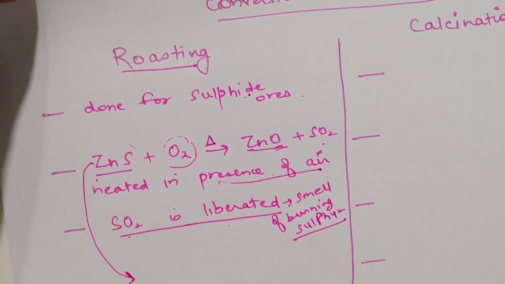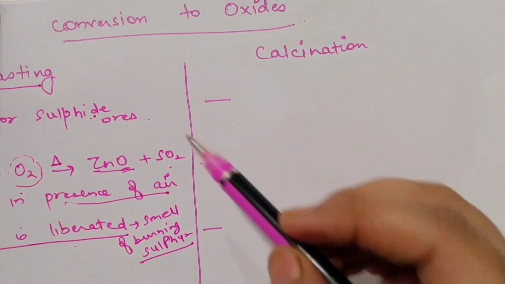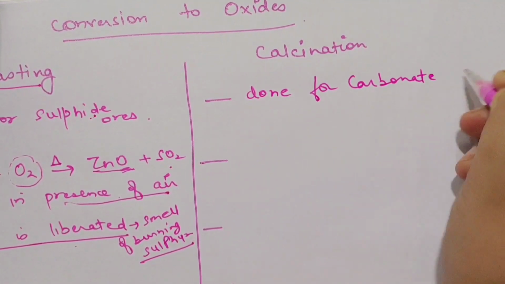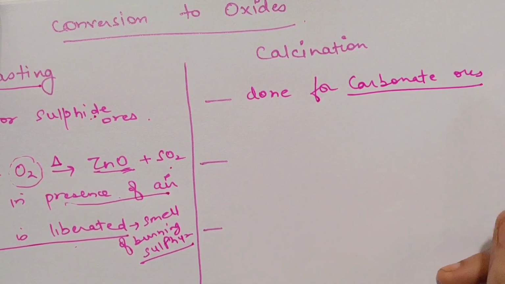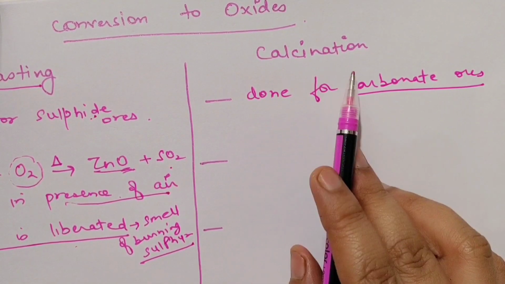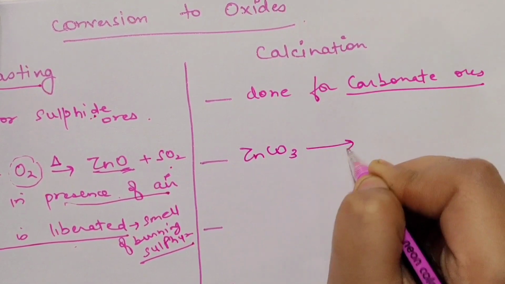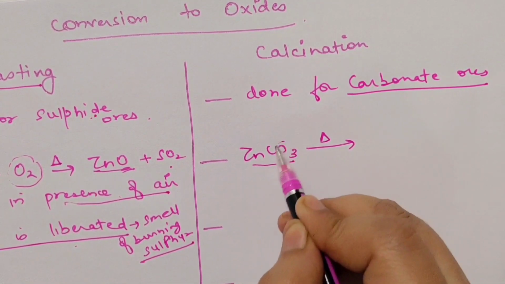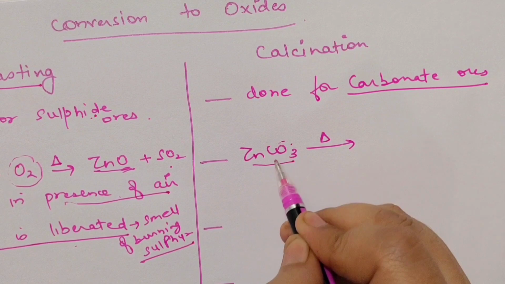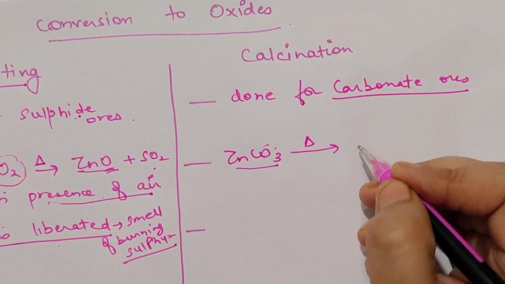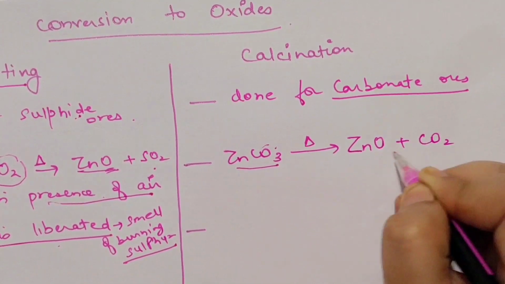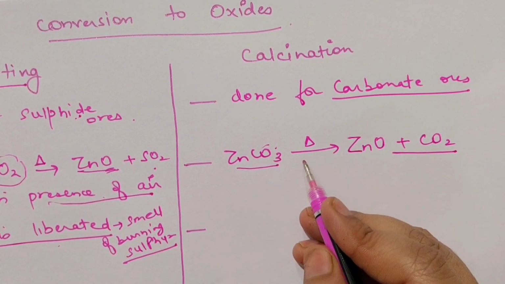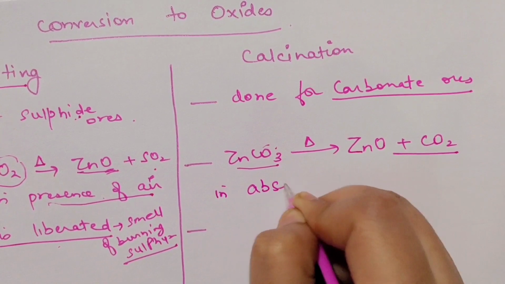Okay, and in the fourth difference, write the reaction. Calcination is done for carbonate ores. So when you have carbonate ore, you perform calcination or you convert it into oxide by simply heating it, not in the presence of air, in the absence of air. Why? We already have oxygen in the reactant. All we have to do is get rid of the extra carbon and extra oxygen. So just heat it and you would get zinc oxide and carbon dioxide. So calcination is done for carbonate ores to convert it into oxide by just heating the carbonate ore in absence of air.